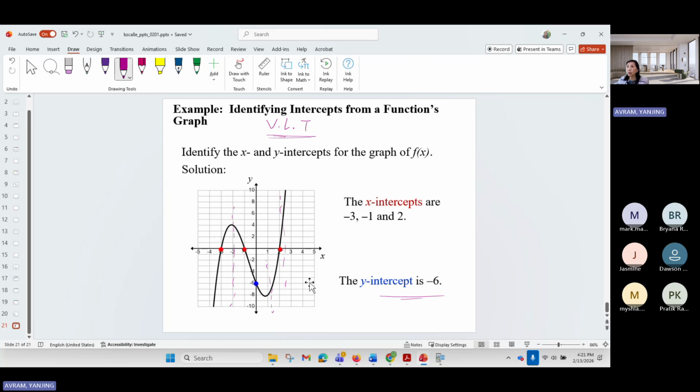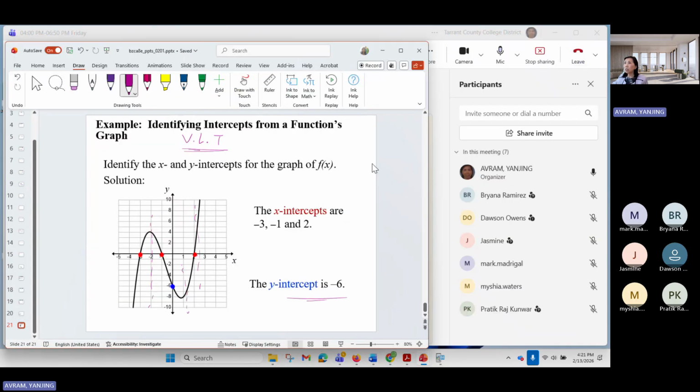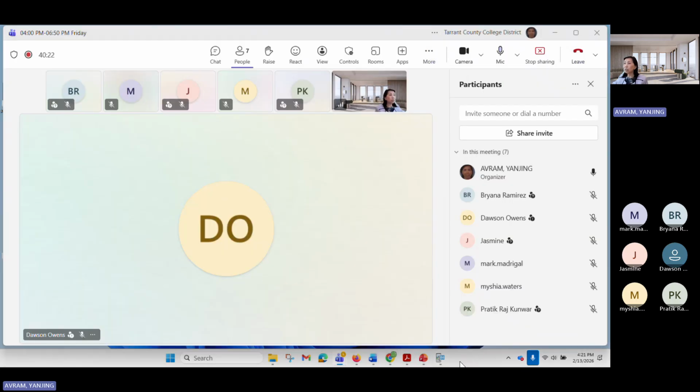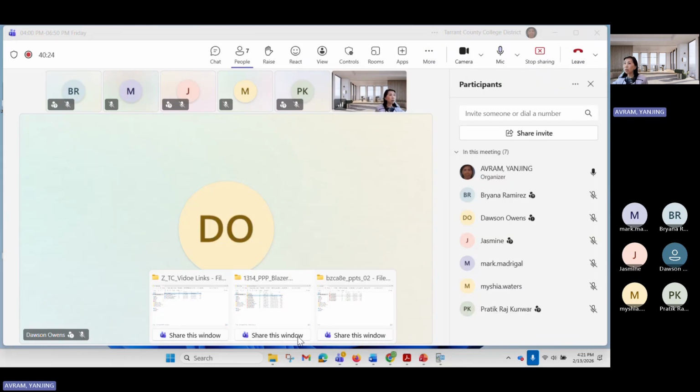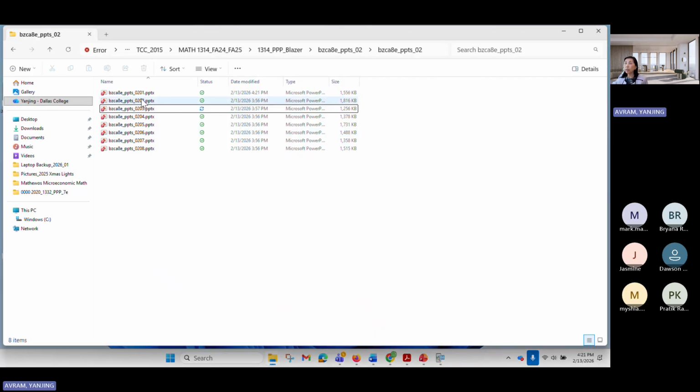This one, it is a function. It does pass the vertical line test. That means if I drop a vertical line anywhere, it only crosses 1 point on the graph. So yes, it's a function. All right, good. So that is one section already. It shouldn't be too bad, that one.